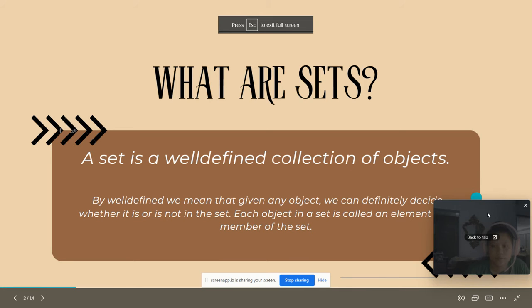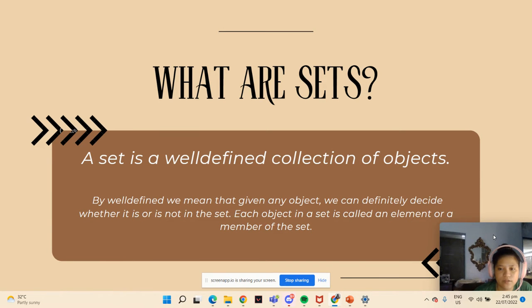So, what are sets? A set is a well-defined collection of objects. By well-defined, we mean that given any object, we can definitely decide whether it is or it is not in the set. Each object in a set is called an element, or a member of the set.